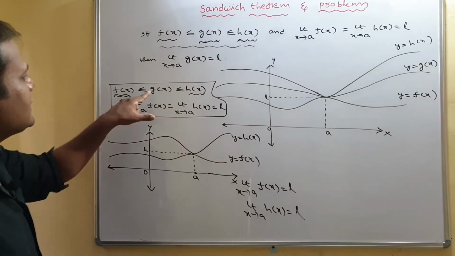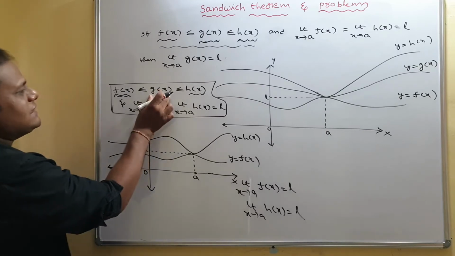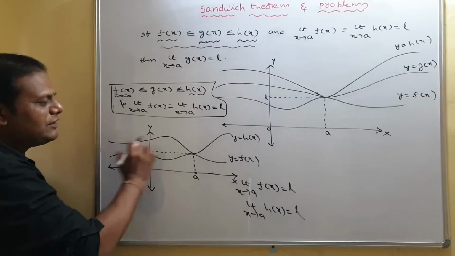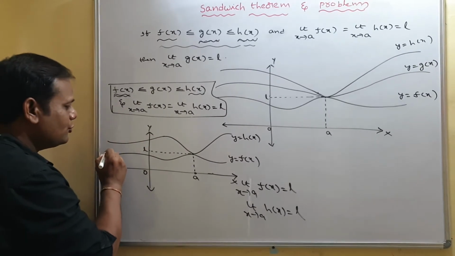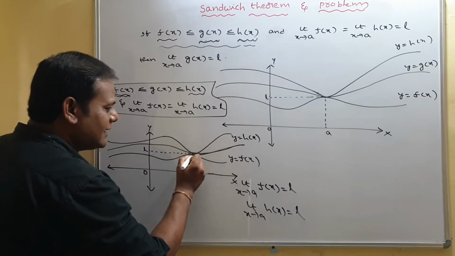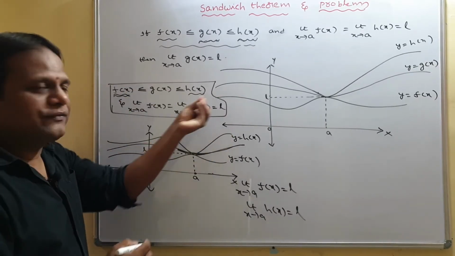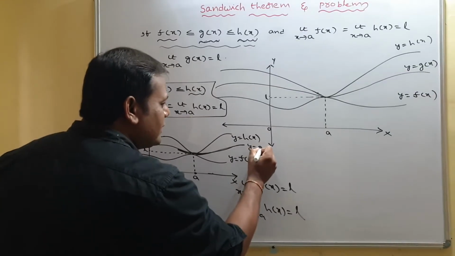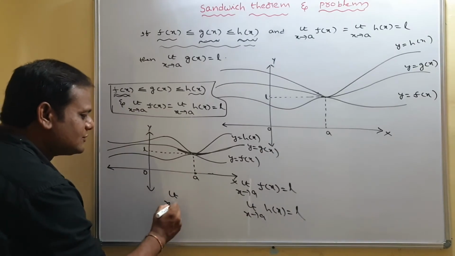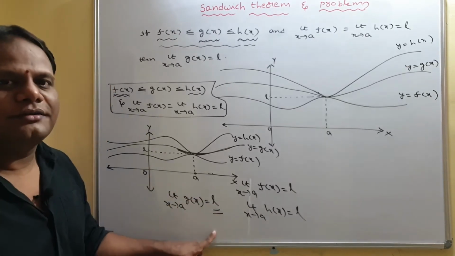Now we try to draw the graph for g of x. See, g of x is in between f of x and h of x. So no doubt at all, the curve may be like this. Can I take it like this? Yes. Why? Because g of x is in between f of x and h of x. So it is y equal to g of x. Now can you tell what is limit x tends to a g of x? Yes, no doubt at all, that is also L.